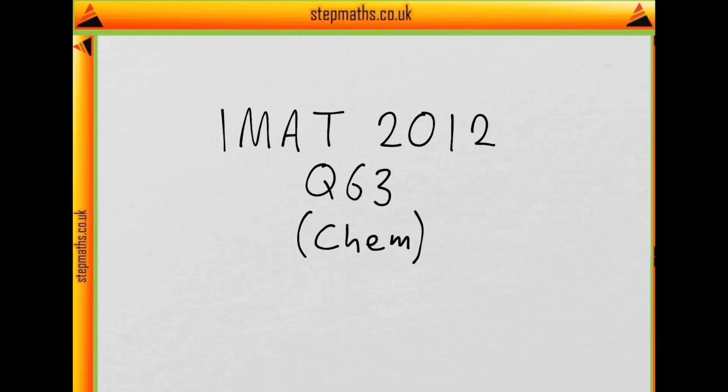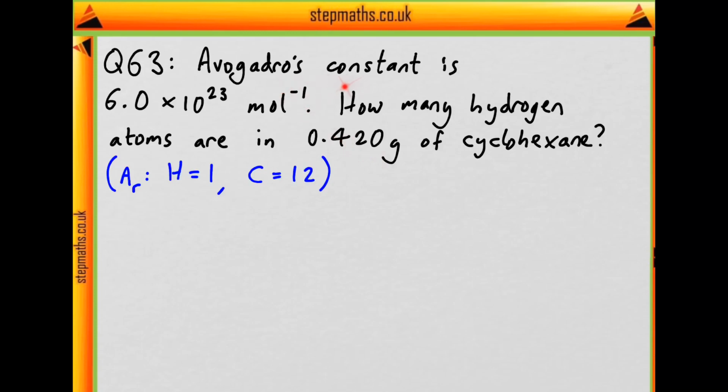This is question 63 on chemistry from the 2012 IMAT. So we're told that Avogadro's constant is 6 times 10 to the 23 per mole. So how many hydrogen atoms are there in 0.42 grams of cyclohexane, given these relative atomic masses?